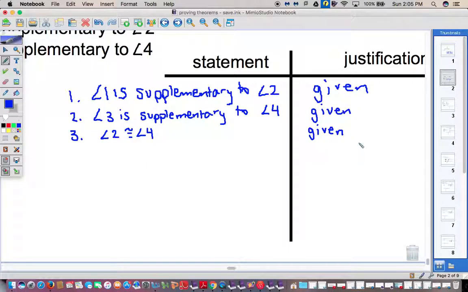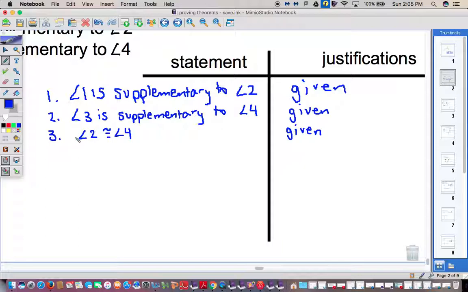So let's use some definitions. First, let's work with angle 2 is congruent to angle 4. We know that when two things are congruent to each other, the measures of their angles are equal. So if angle 2 is congruent to angle 4, then the measure of angle 2 equals the measure of angle 4, and this is by definition of congruent.